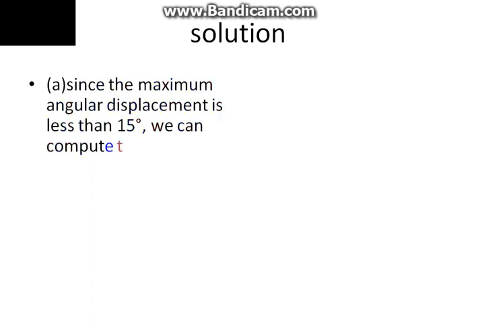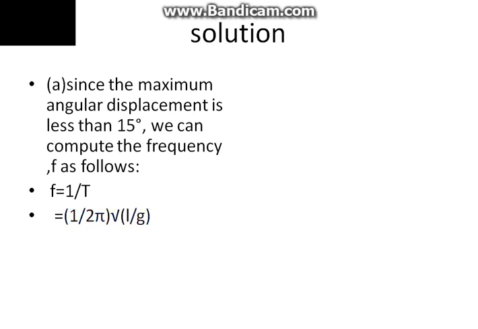Solution. A. Since the maximum angular displacement is less than 15 degrees, we can compute the frequency f as follows. f equals 1 over T, that is the period. Then substituting the period, we have 1 over 2π √(g over l), which by putting in the values, we have 1 over 2π √(10 over 0.36), which will now give us 0.83 hertz.